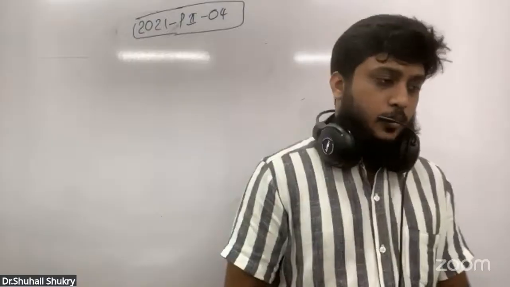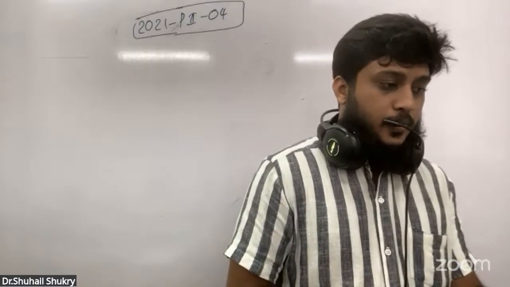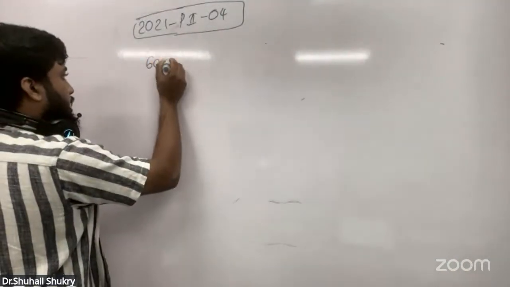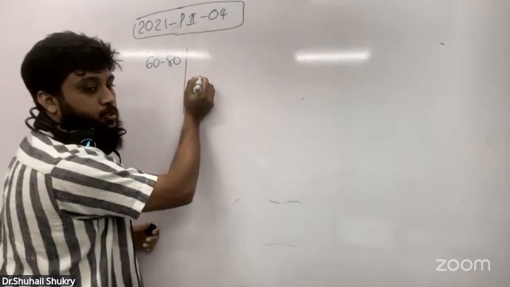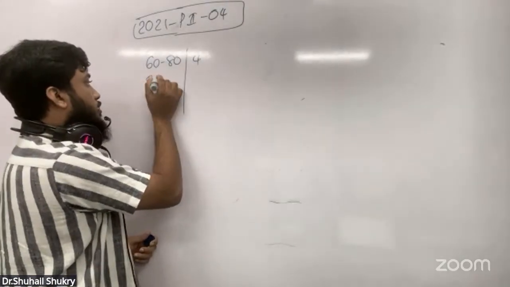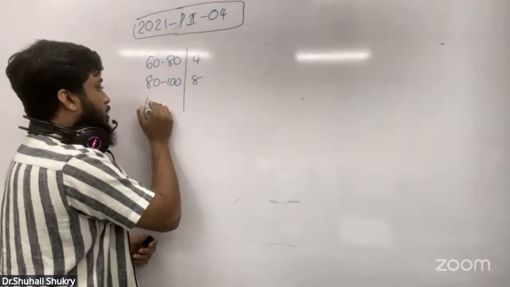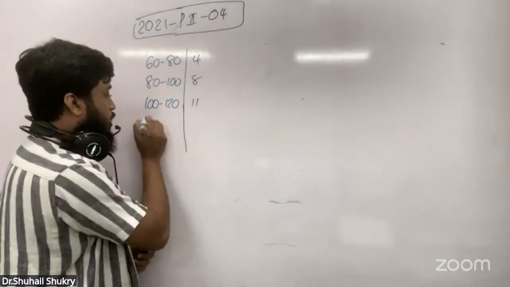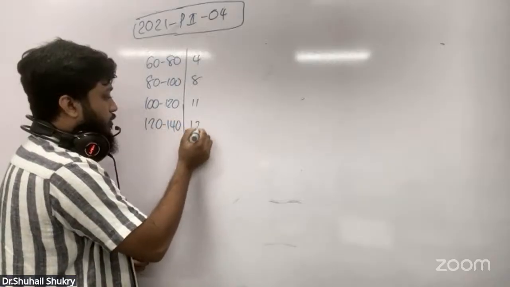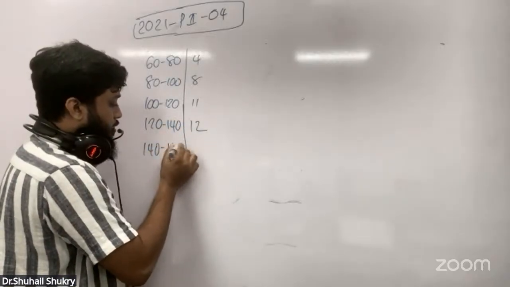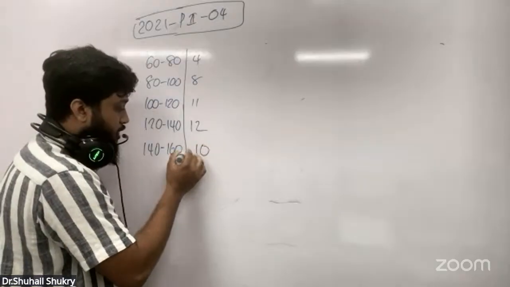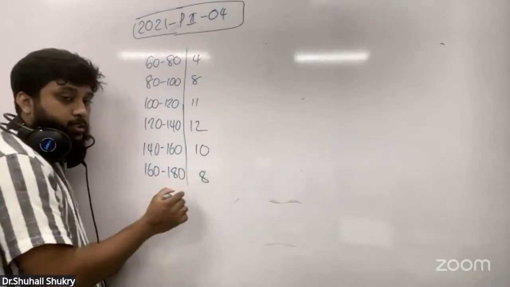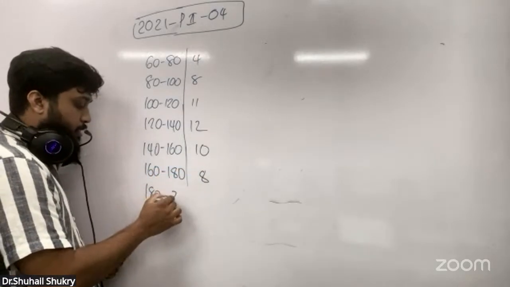Modal class means the class interval with the highest frequency. So you can see what is the highest frequency here. Highest frequency is 12. They have given 60 to 80, that is 4. Then 80 to 100 is 8. Then 100 to 120 is 11. Then 120 to 140, that is 12. 140 to 160, that is 10. Then 160 to 180, that is 8. Then 180 to 200, that is 7.